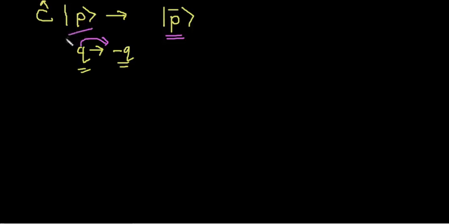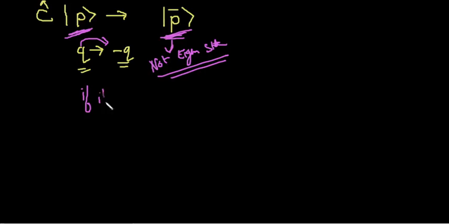Now you can easily see this state is not the same as this state. That means it is not an eigenstate. If it is not an eigenstate, there is no question of eigenvalues and all. So when C operates on a particle, it does not get into an eigenstate if it is baryons or leptons.